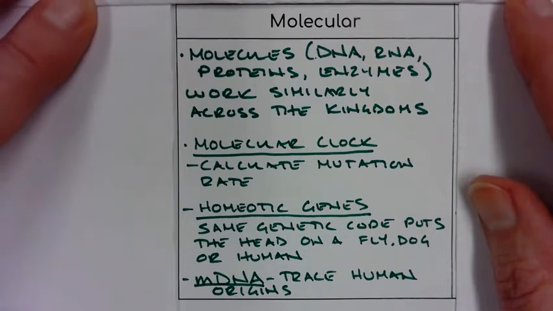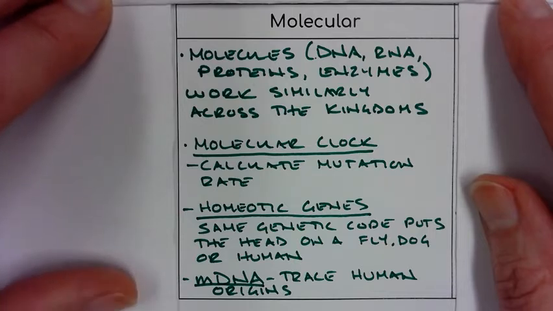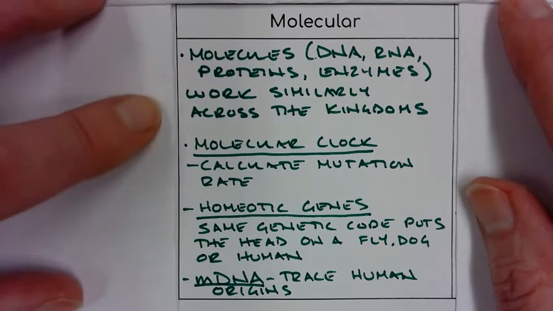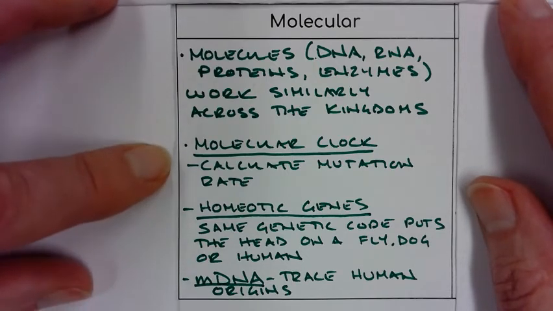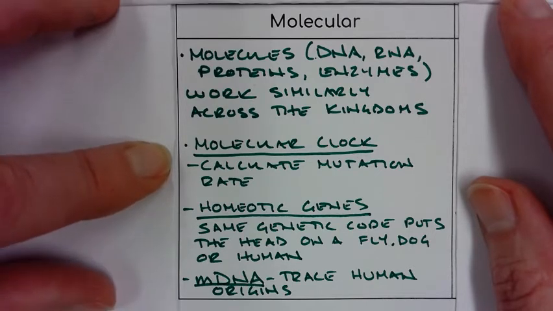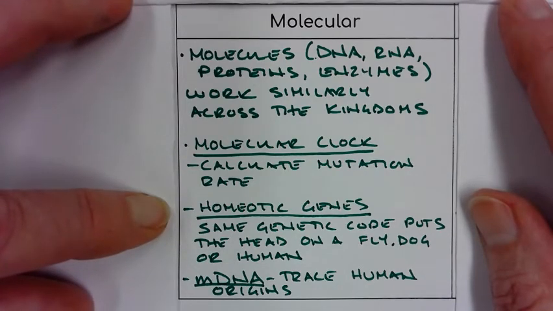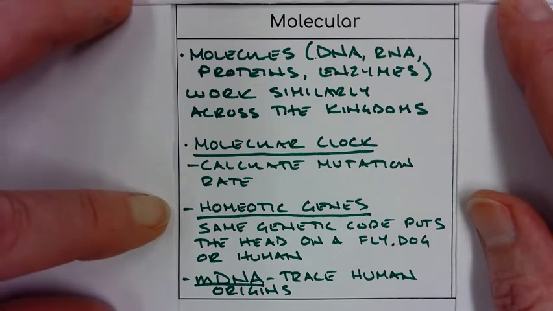Scientists also look at molecular similarities among organisms. Molecules such as DNA, RNA, proteins, and enzymes all show that they work similarly, thus all of these organisms came from a common ancestor. There are a couple of tools that we also use, something called the molecular clock. Scientists actually can calculate the rate of mutation among different phyla. We can also examine homeotic genes, which is basically a genetic code found within the DNA. The same genetic code puts the head on a fly, a dog, a human, a horse. It's exactly the same DNA.